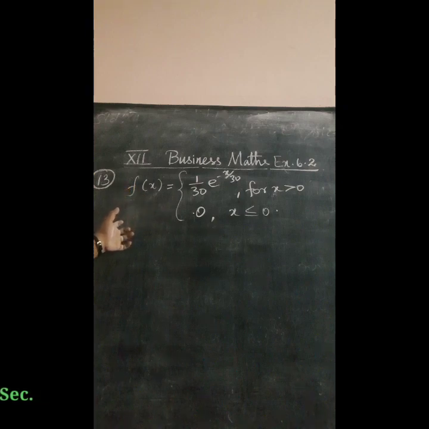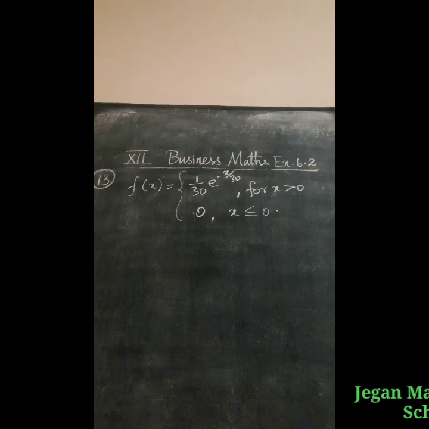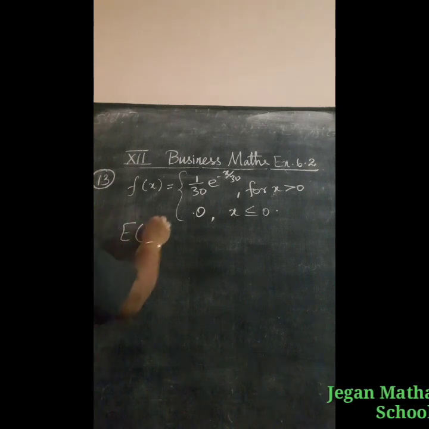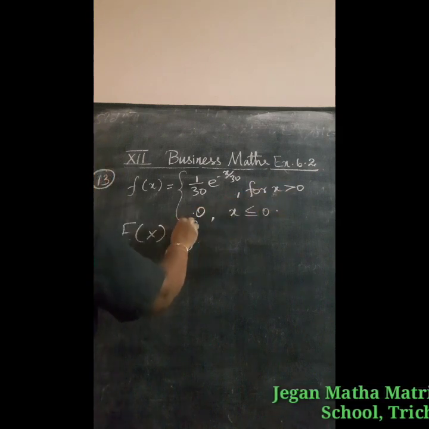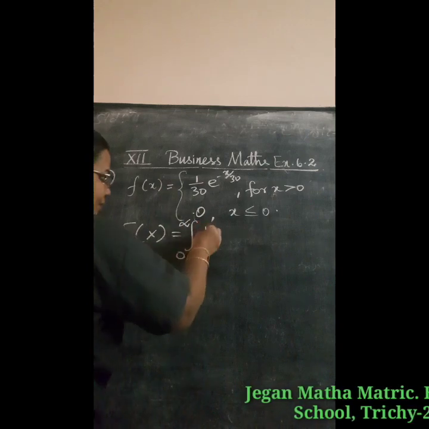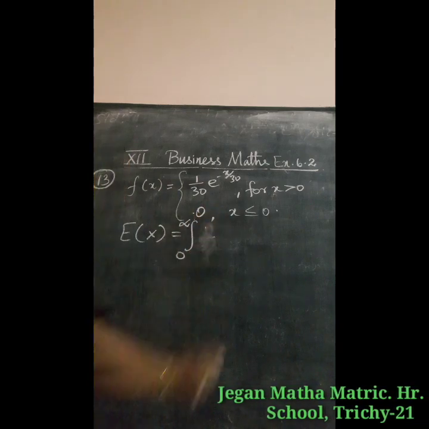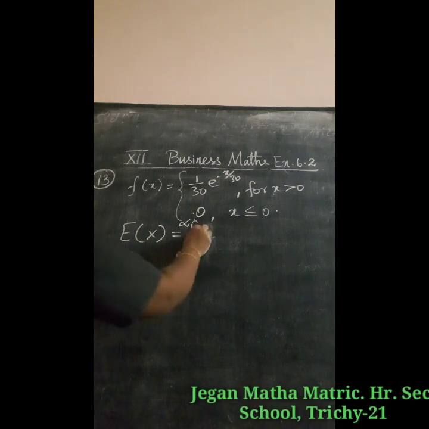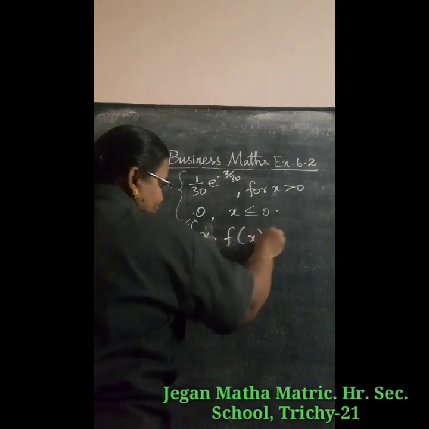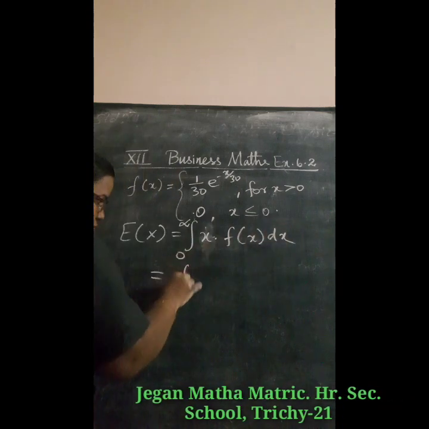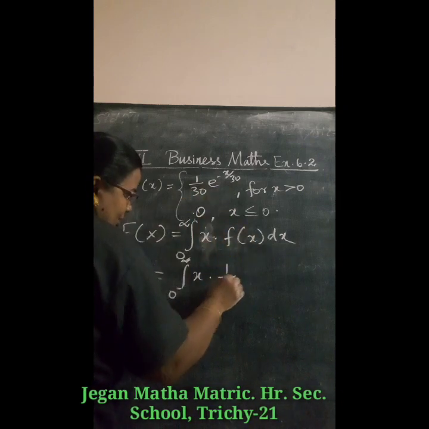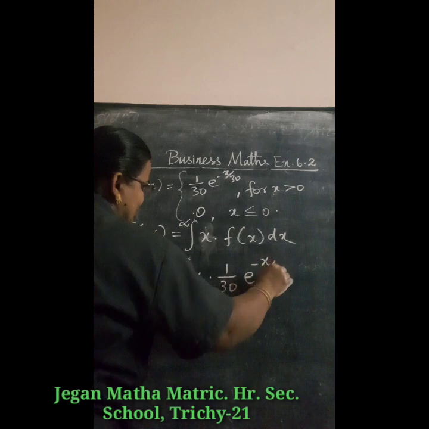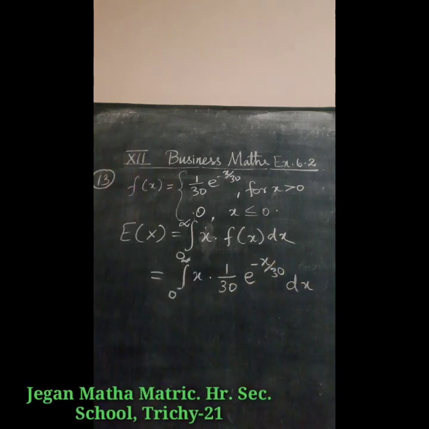So you have to take it as E of x is equal to integral of, how to find out expected number of miles. So E of x is equal to integral of 0 to infinity because x is greater than 0. So you have to take it as 0 to infinity of x into f of x dx. First write the formula, x into f of x dx. So that is equal to integral 0 to infinity x into, what is f of x? 1 by 30 e power minus x by 30 into dx. This is f of x.